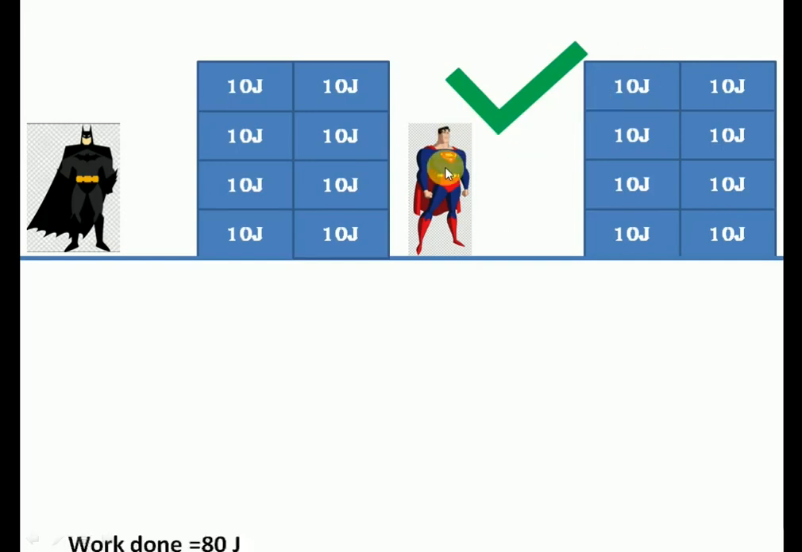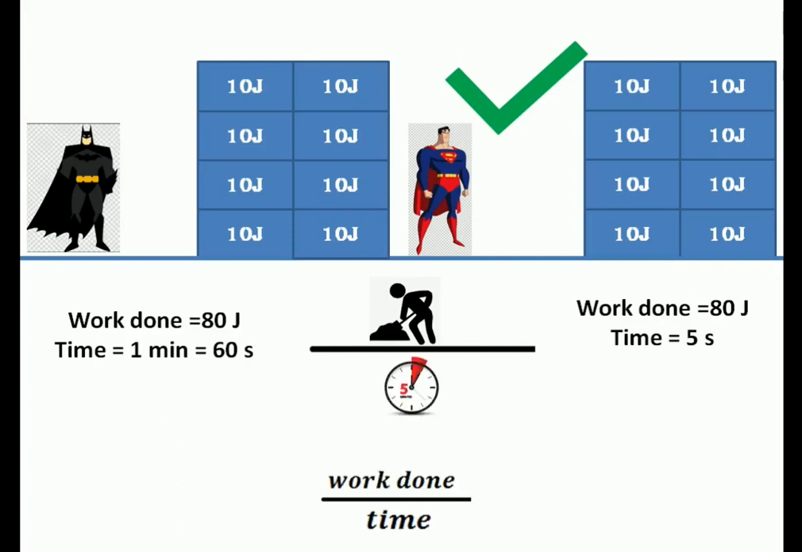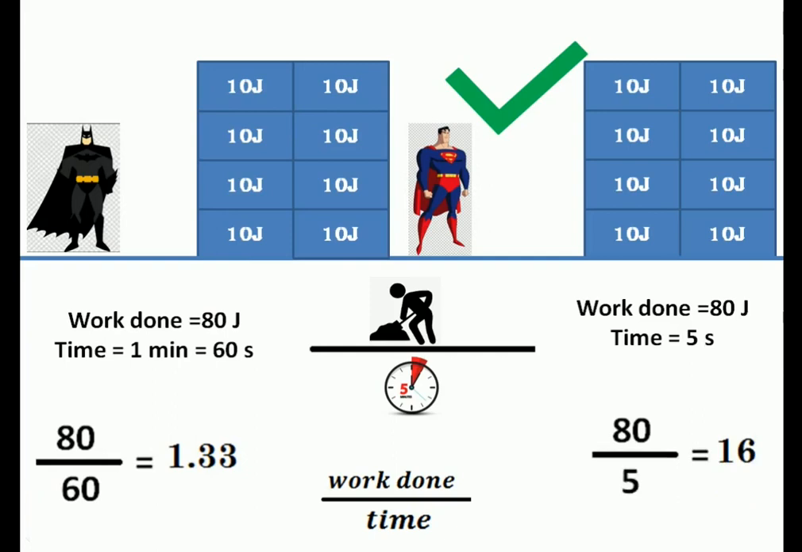So let's see how much work they have done. They have done the same amount of work. The first person has taken 1 minute, that is 60 seconds, to do the same work, and the second person has taken only 5 seconds. So in order to give a number to their power, let's divide their work done by time. For the first person it's 80 joules divided by 60 seconds, so it will come to 1.33. And if you do the same with the second guy, 80 by 5, you'll get 16. So as you can see, 16 is greater than 1.33.